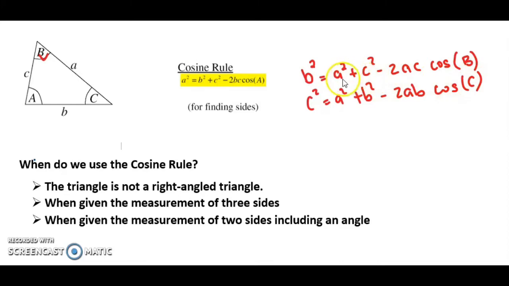Remember that when you're using your cos, your tan, your sine, you should ensure that your calculator is in degrees mode, so that when you're double checking your answers, you can get it correct. We're going to look at some examples, and we're going to use this method to find the missing sides of some triangles using the cosine rule.